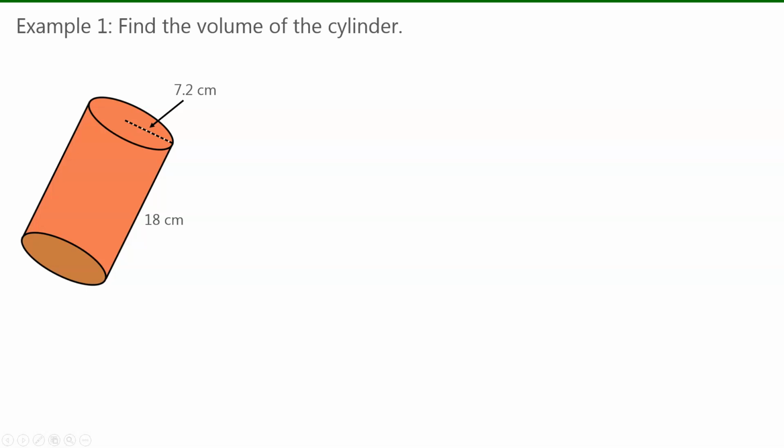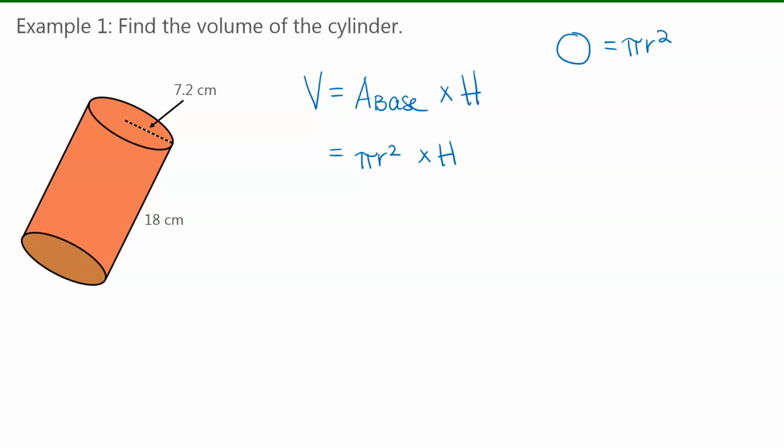Example 1. Find the volume of the cylinder. So as we just saw in the previous example, to find the volume of a cylinder, much like finding the volume of rectangular or triangular prisms, the volume is the area of the base multiplied by the height. Cylinders are different in that the base is circular. So remember, to find the area of a circle, it's pi r squared. So the area in this case, pi r squared multiplied by the overall height of the cylinder.